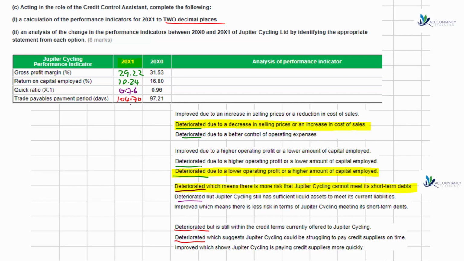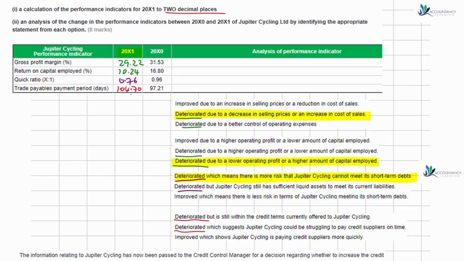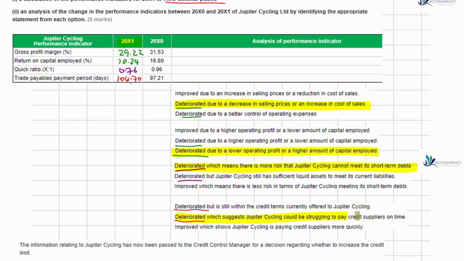So why? So deterioration, but it's still within the credit terms currently offered to Jupiter. And deterioration, which suggests that Jupiter Cycling could be struggling to pay the credit suppliers. Well, what are our credit terms? We've offered them 60 days, haven't we? So this is clearly worse than what we would expect them. And therefore, the second answer is the correct one here.